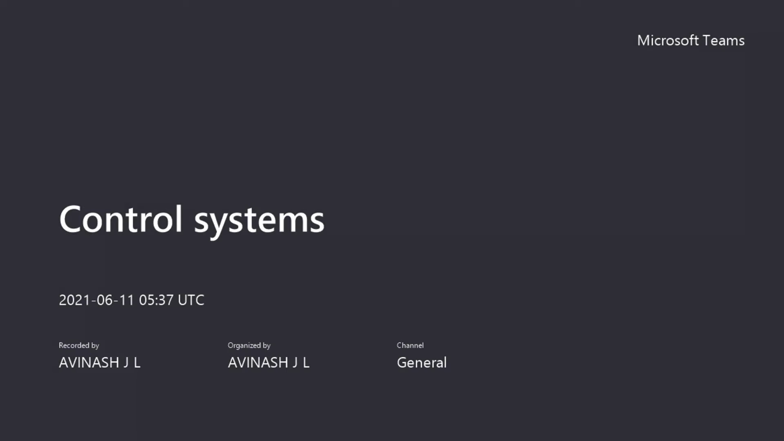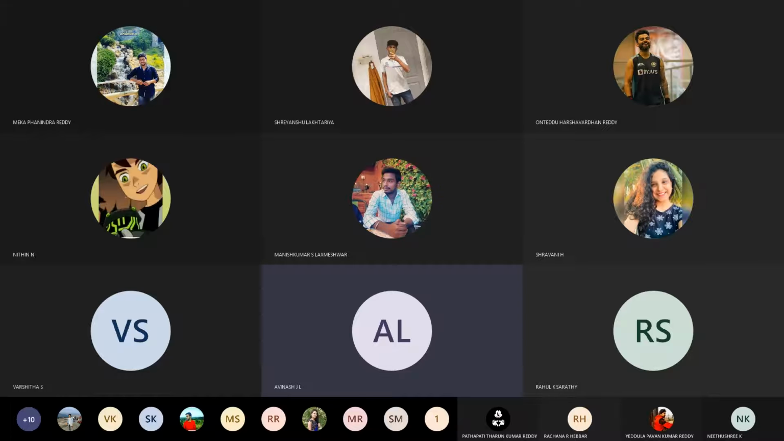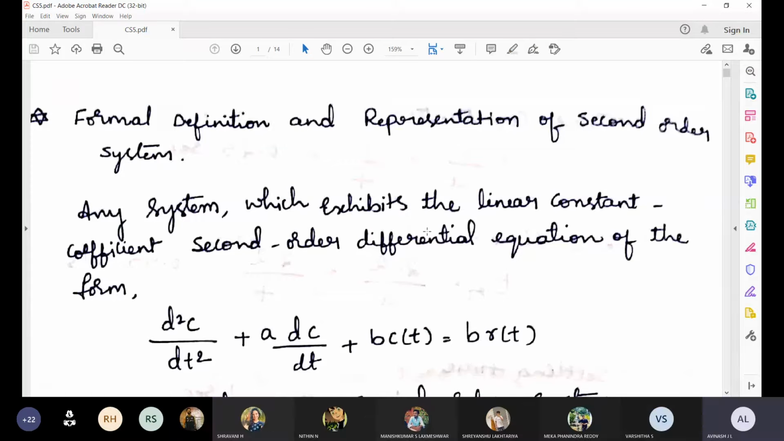We shall start with the second order system. Now when we are discussing the second order system, the concept is: before writing the equation of the second order system, we must know how we got that particular equation. How to form the second order system equation, that is our first criterion.